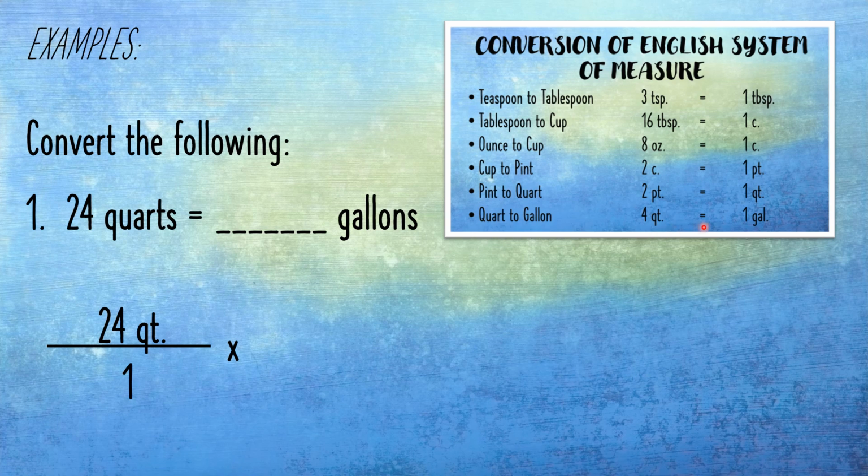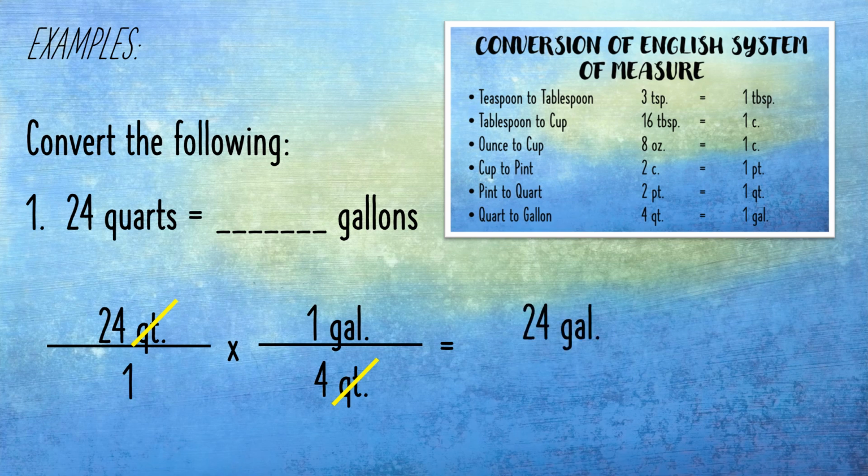4 quarts is equal to 1 gallon. Okay, so since ang kailangan nating makancel ay quarts ng numerator, so ilalagay natin ang quarts sa denominator ng pangalawang fraction. So maglagay tayo ng line over 4 quarts and then ang numerator naman ay yung kapartner niya dito which is 1 gallon. So i-cancel na natin ang quarts o ang unit na quarts and then proceed tayo sa multiplication.